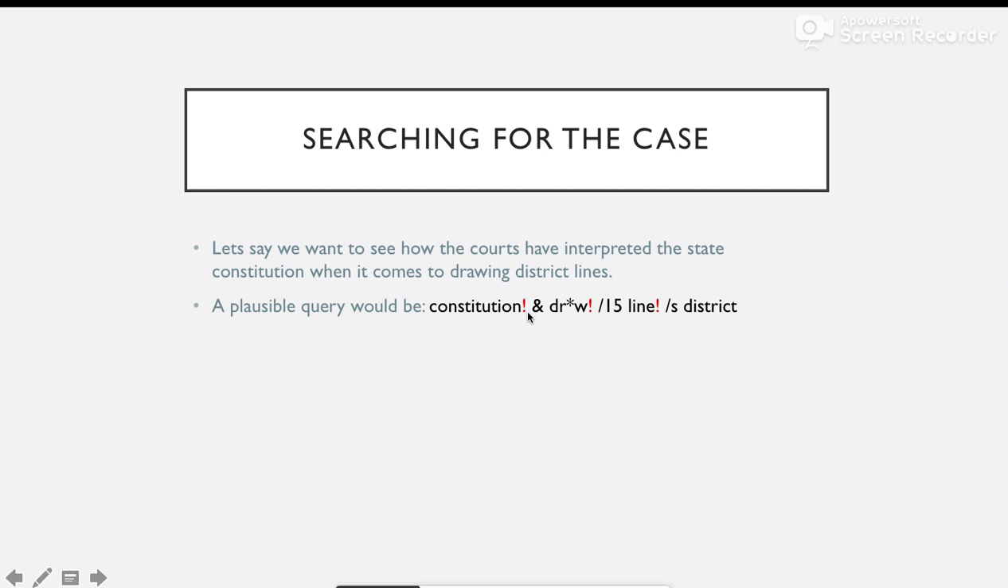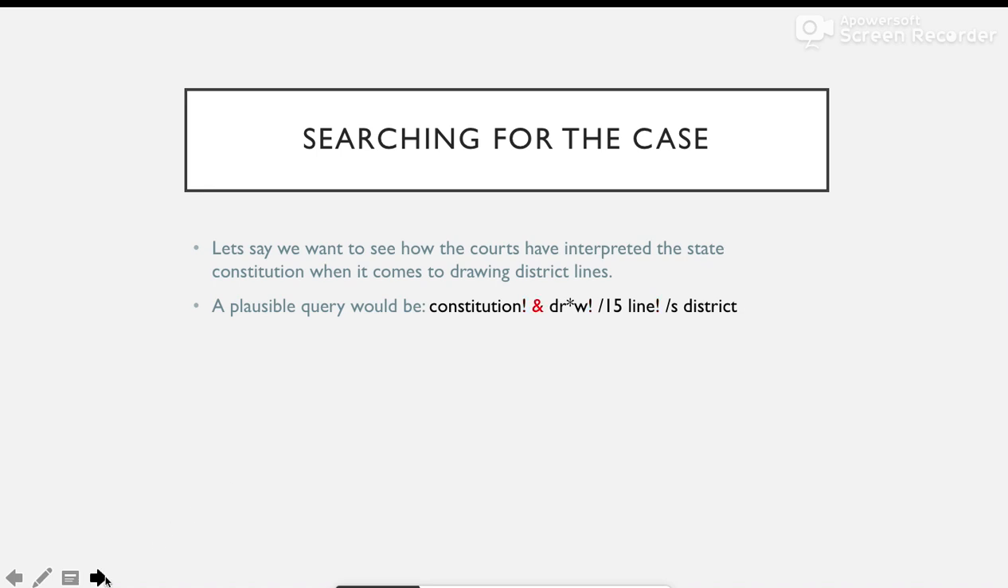You see that we have some odd characters here, and so let's break down what those are. So you have the exclamation point. These are extenders for the words. So you have constitution, so this could make constitutional. You have line, it could be lines. This is draw or drew. And so you have drawing, drew.